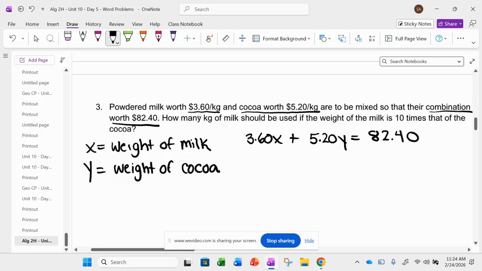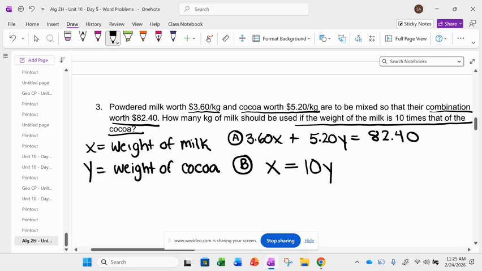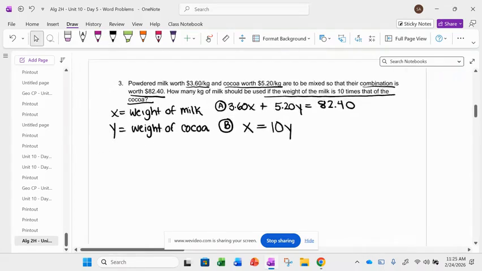Now it says how many kilograms of milk should be used if the weight of the milk is 10 times that of the cocoa. This is now going to be our second equation. The weight of the milk, which is what did we say? The weight of the milk is X. That's going to equal 10 times the cocoa. So again, we're going to use matrices. Is this in a good format for matrices? Well, the first equation is, the second equation? No, but we can easily manipulate that.